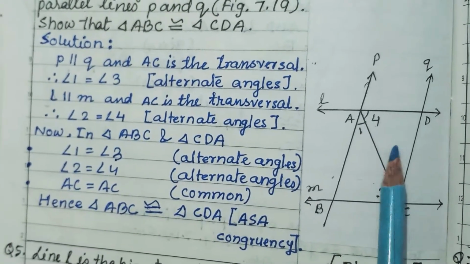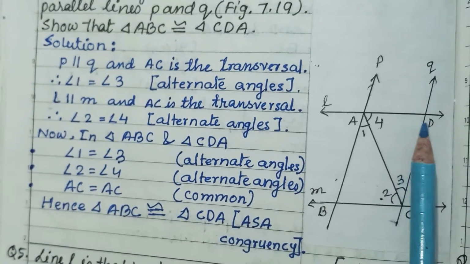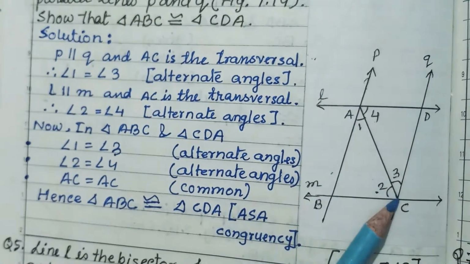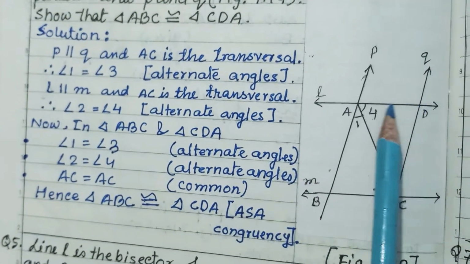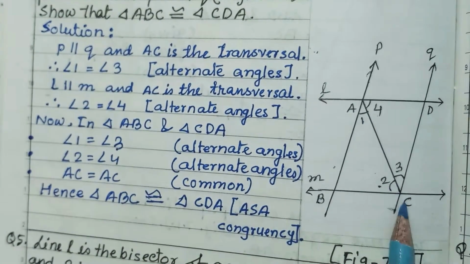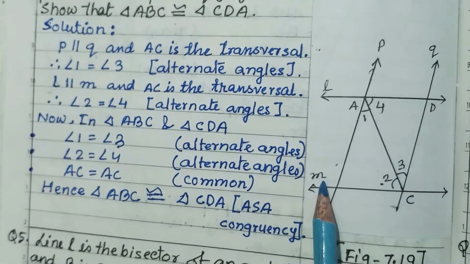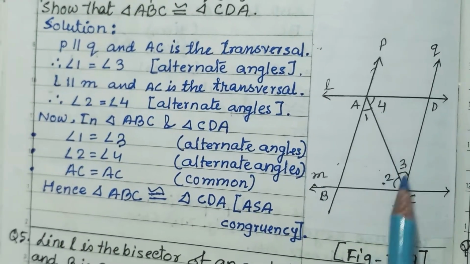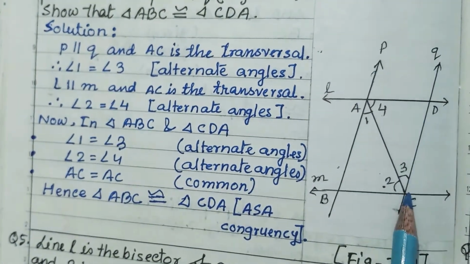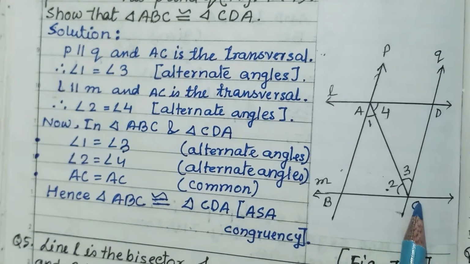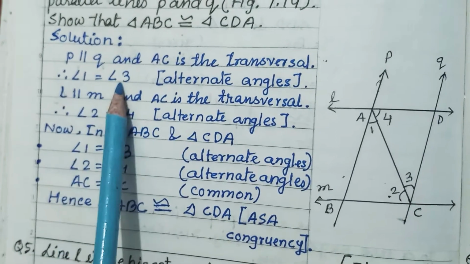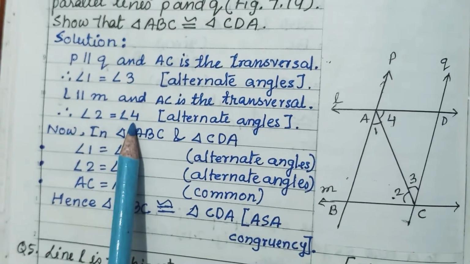Now in these two triangles, again the zigzag type of angle, as I have already told, as these and these are parallel and AC is the transversal. So angle DAC is equal to angle ACB, that zigzag angle, they are alternate angles. Angle 4 equals angle 2. Now when P and Q are parallel and AC is the transversal, that time angle 1 is equal to angle 3. So angle 1 is equal to angle 3 and angle 2 is equal to angle 4.